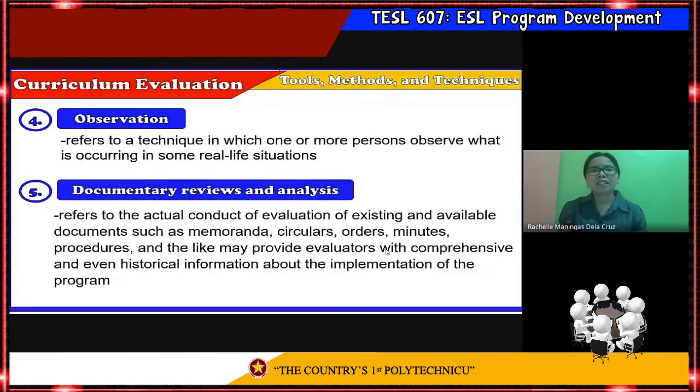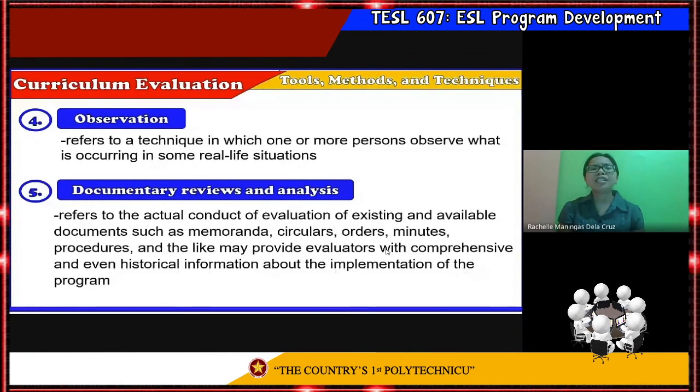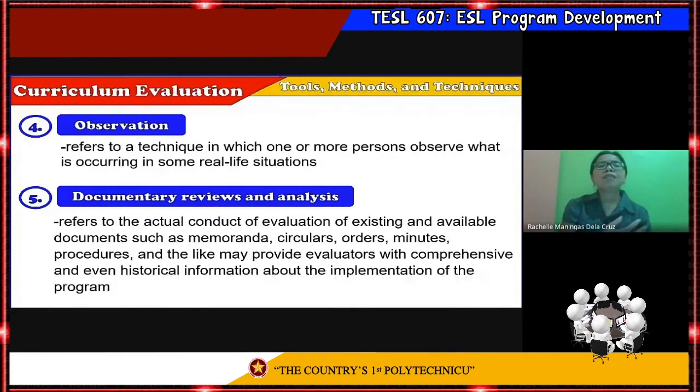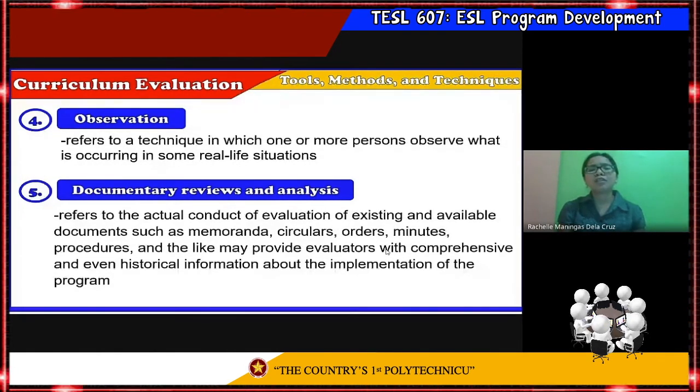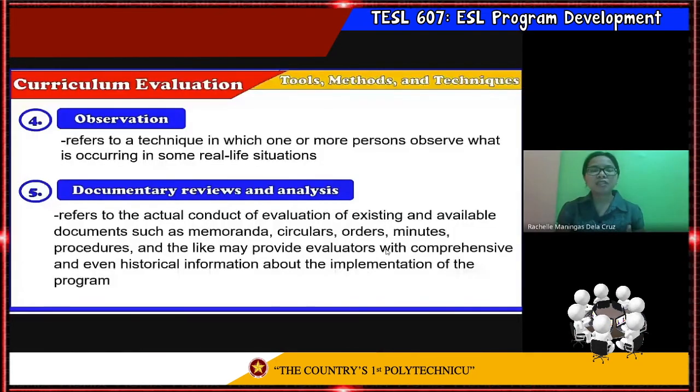And last but not the least, the documentary reviews and analysis. This refers to the actual conduct of evaluation of existing and available documents such as memoranda, circulars, orders, minutes, and procedures, which may provide evaluators with comprehensive and even historical information about the implementation of the curriculum. Those mentioned tools, methods, and techniques are used for gathering data for curricular evaluation.